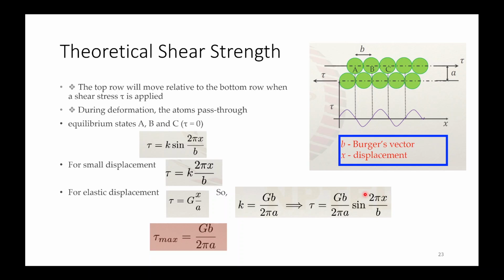Here, sine 2 pi x upon b, this part you'll keep as 1, then tau max will be G b upon 2 pi a. Now b and a are both similar. When they are kept similar, b equal to a for a simple cubic system, then you'll get tau equal to G upon 2 pi.